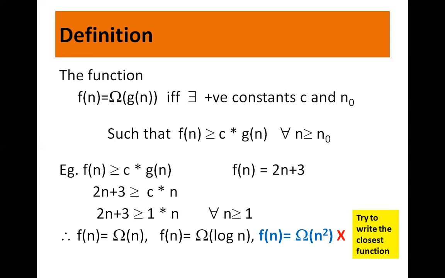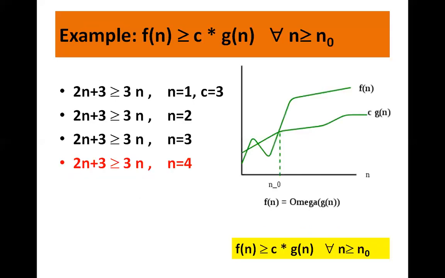Is it fine? So lower bound is what? Best case, and upper bound is what? Worst case. Upper bound gives you the maximum time. Lower bound gives you the minimum time an algorithm will take for execution. Now let us look at the same example we saw for big O notation.